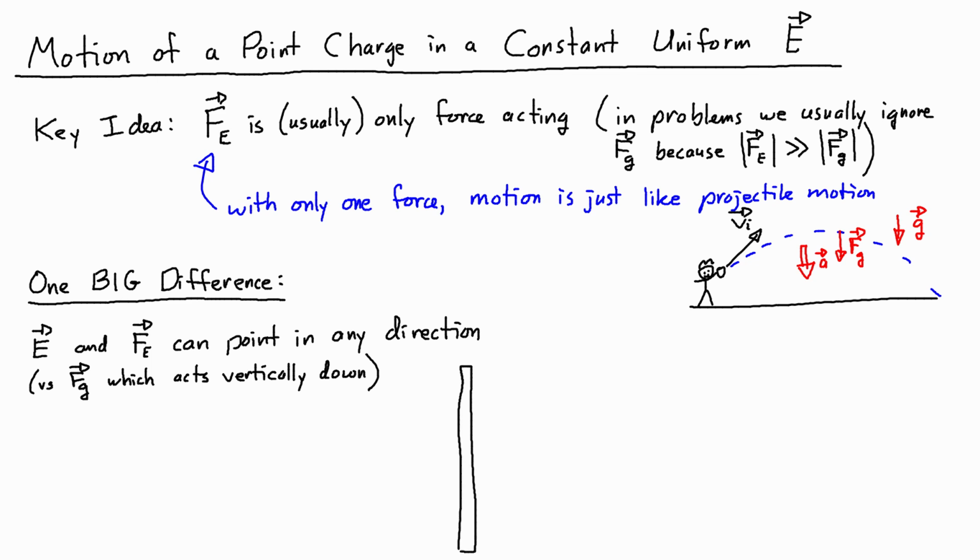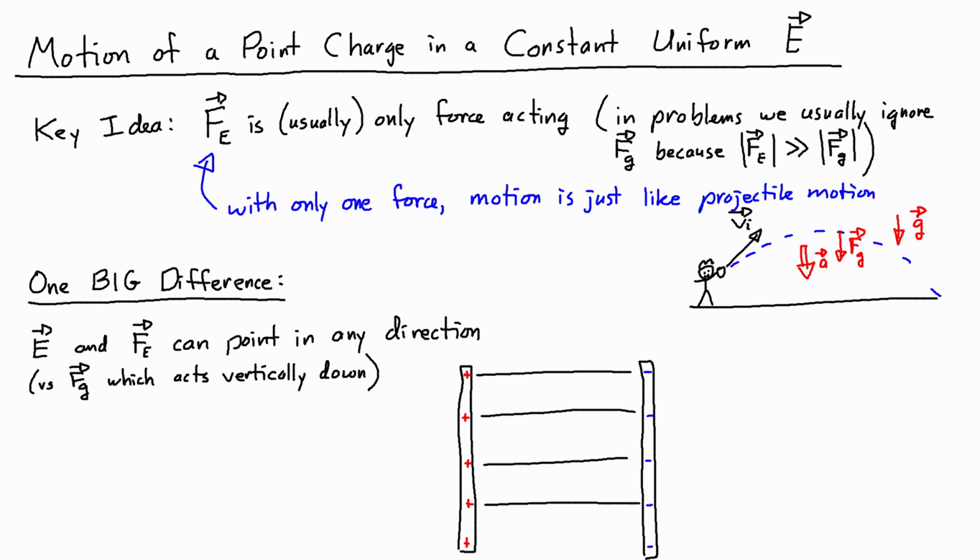So for example, we could create a situation where we have an electric field going off to the right. It would be going from the positive charges on the left to the negative charges on the right. This is one way to actually create a constant uniform electric field, and we'll talk about that a lot more in the chapter on capacitors. If I have a positive charge at the bottom and it has an initial velocity that's upwards, then the electric field is to the right.